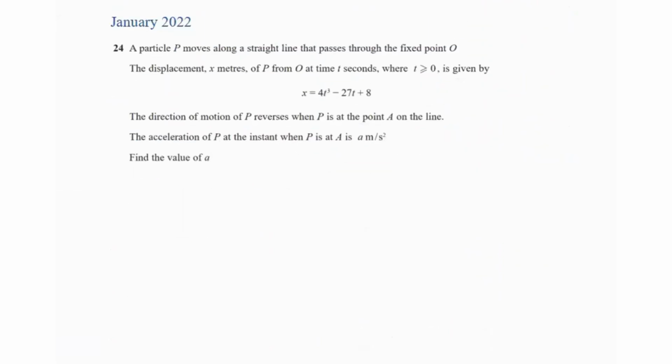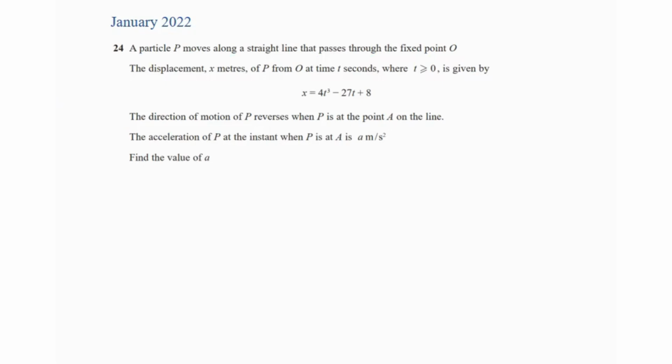Then question 24 says that a particle P moves along a straight line that passes through a fixed point O. The displacement x meters of P from O at time t seconds, where t is greater than or equal to 0, is given by x equals 4t cubed minus 27t plus 8. The direction of motion of P reverses when P is at the point A on the line. The acceleration of P at that instant when P is at A is a meter per second squared. Find the value of A.